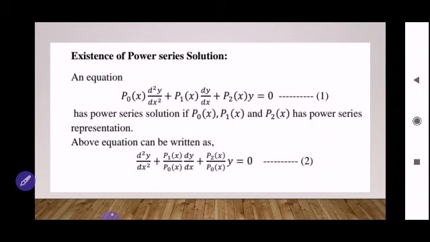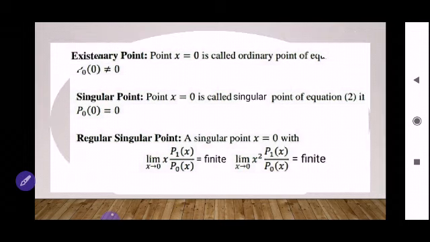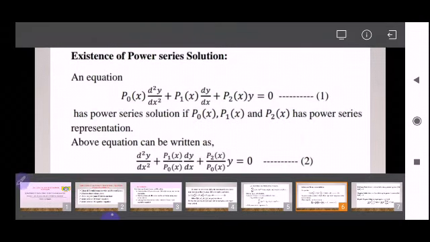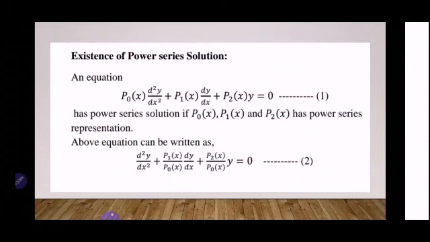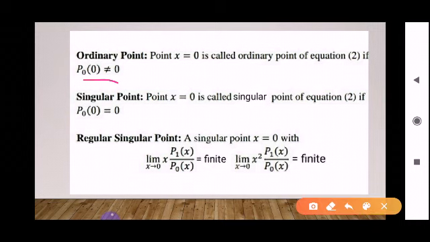Okay, so the first one is, what is an ordinary point? The point x equal to 0 is called an ordinary point of equation 2. Equation 2 means which equation? This equation. The point x equal to 0 is called an ordinary point of equation 2 if p0 of 0 is not equal to 0. Means in this p0 of 0, if we put the value of x as 0, then we must get a non-zero value. So if p0 of 0 is not equal to 0, then we can say that x equal to 0 is an ordinary point of equation 2.